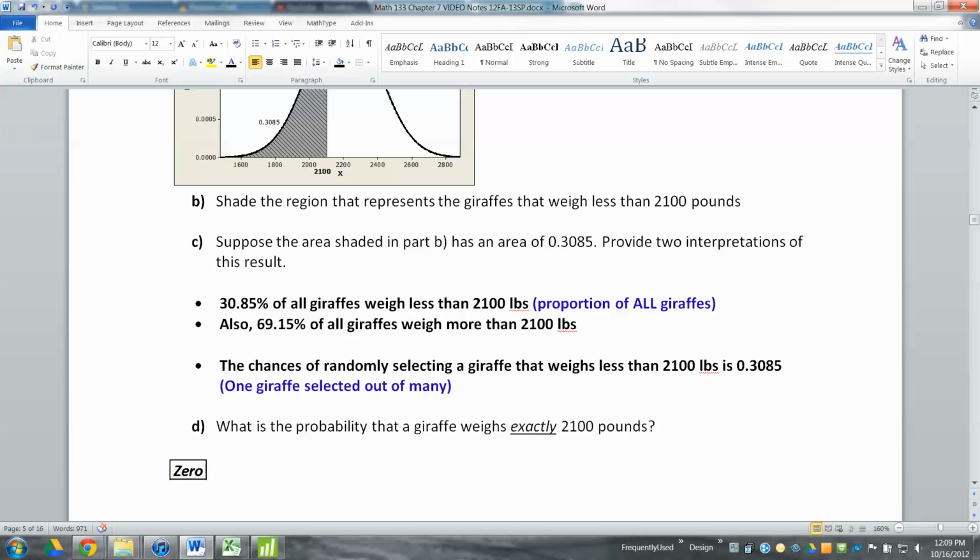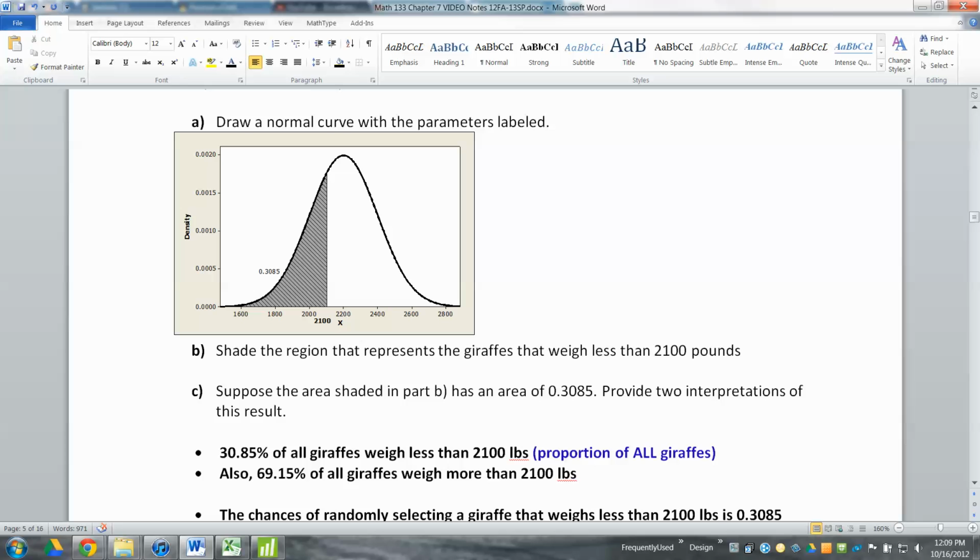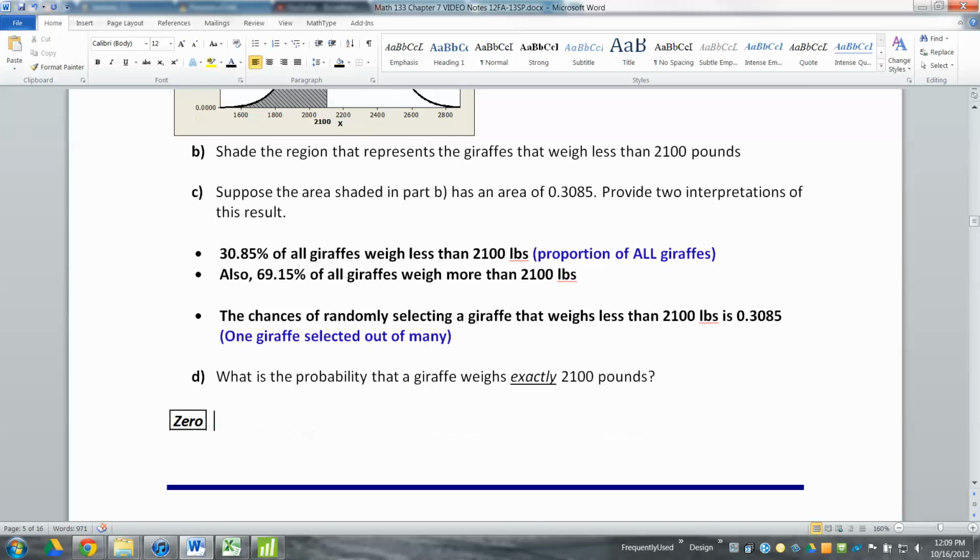So the chance of being exactly 2,100 is the area of that line right there. But lines don't have any area. Lines are one-dimensional. They don't have a two-dimensional area. So the area of that line is 0. As always, this is for continuous distributions, not for discrete distributions, not for things like binomial. That you can do exact. But for continuous distributions, you cannot do exact probabilities. They are always equal to 0.